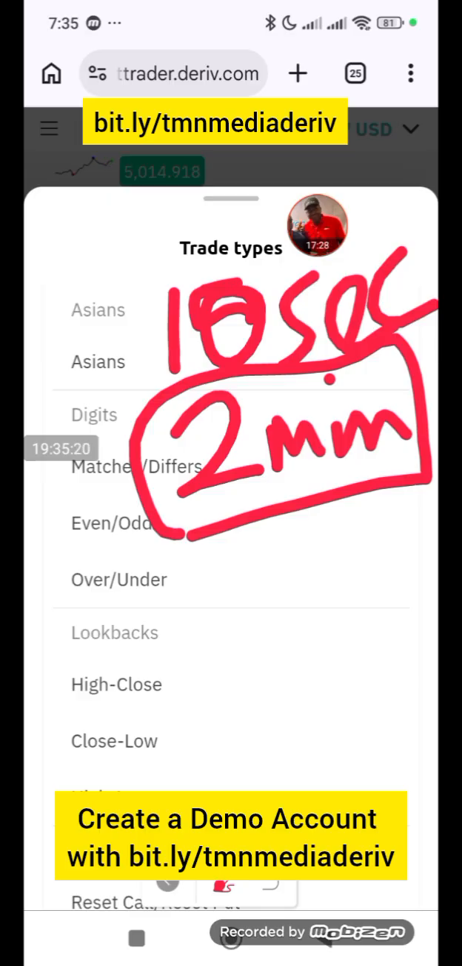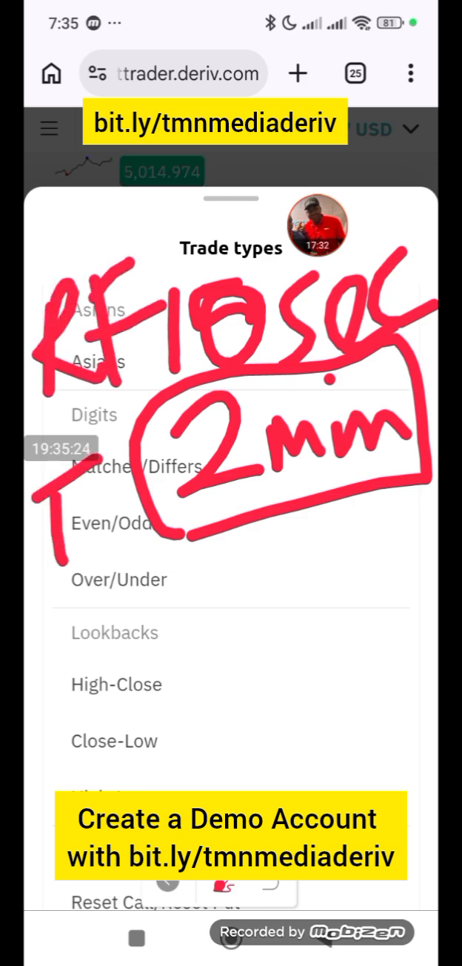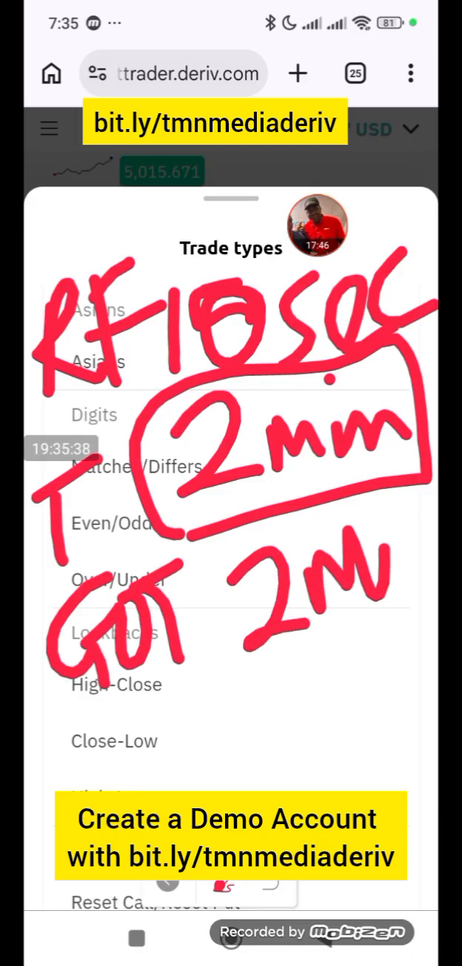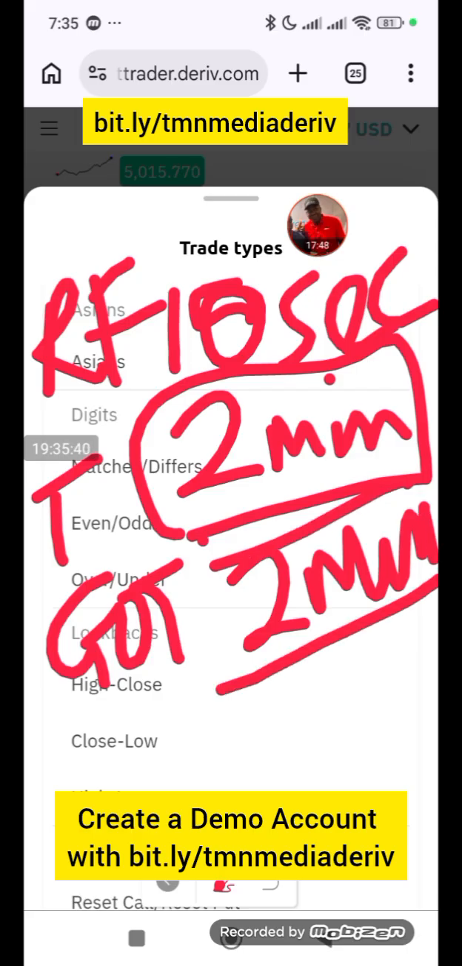Now, that's for touch. This one is for touch. This one is for rise and fall, and higher and lower. That's the lowest time frame they have. Then you have ends outside, goes outside, which I usually call GOT. Those ones, the minimum is 2 minutes. That's the lowest time frame they have.